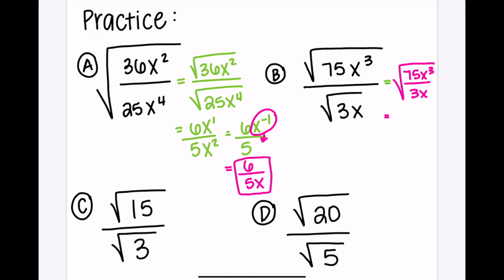Now the reason I'm doing that is because now I have a radical where I can divide 75 divided by 3. And then x to the 3rd over x to the 1st is x squared. Now this makes things even easier because the square root of 25 is 5 and the square root of x squared is x.